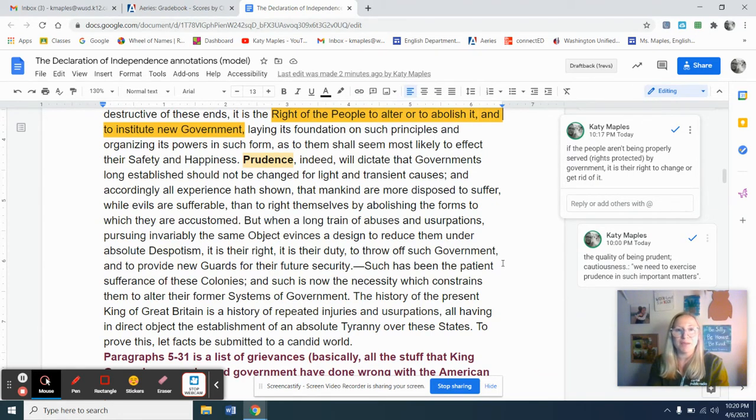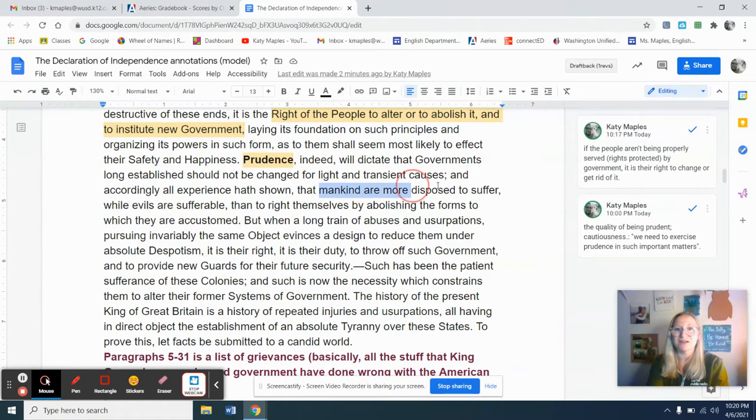And most of the time, mankind is more disposed to suffer. People often suffer under corrupt government. I mean, look around. It's not like people just overthrow governments all the time, okay? So he's saying we are being prudent. It's not like we're just trying to overthrow a government for a small reason. But he's saying there are times you have to overthrow the government.